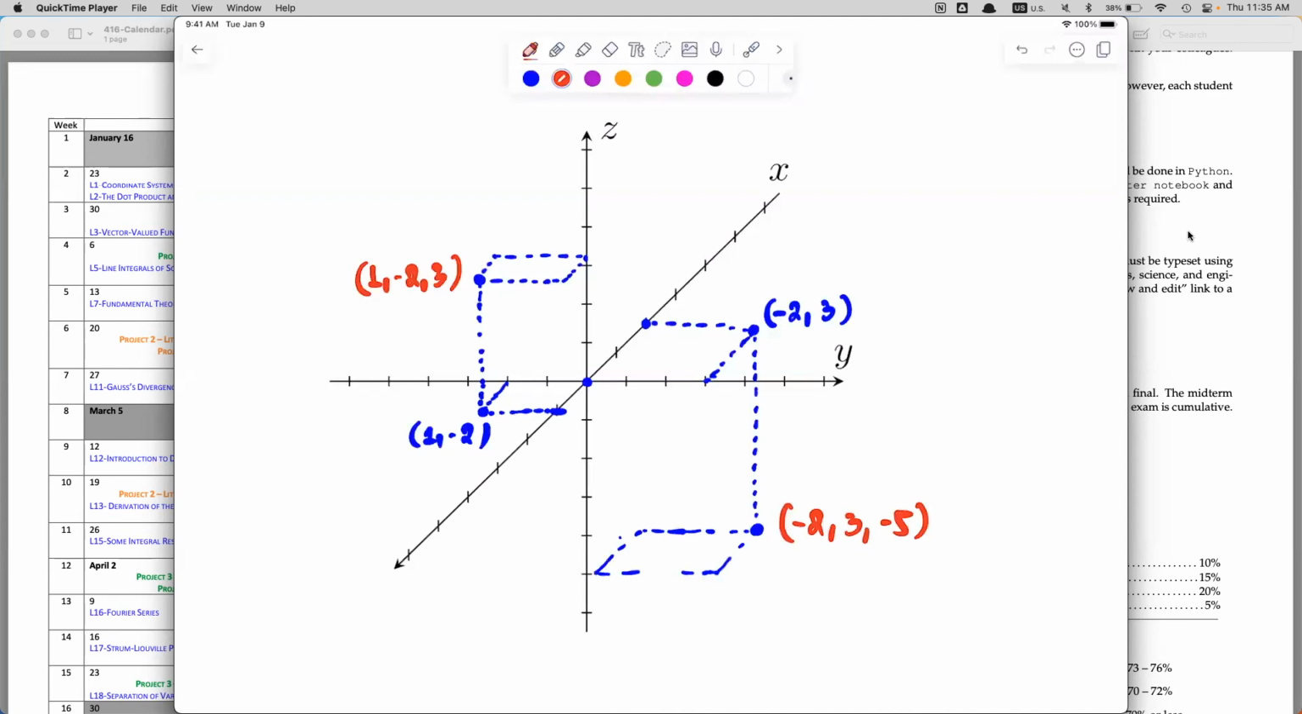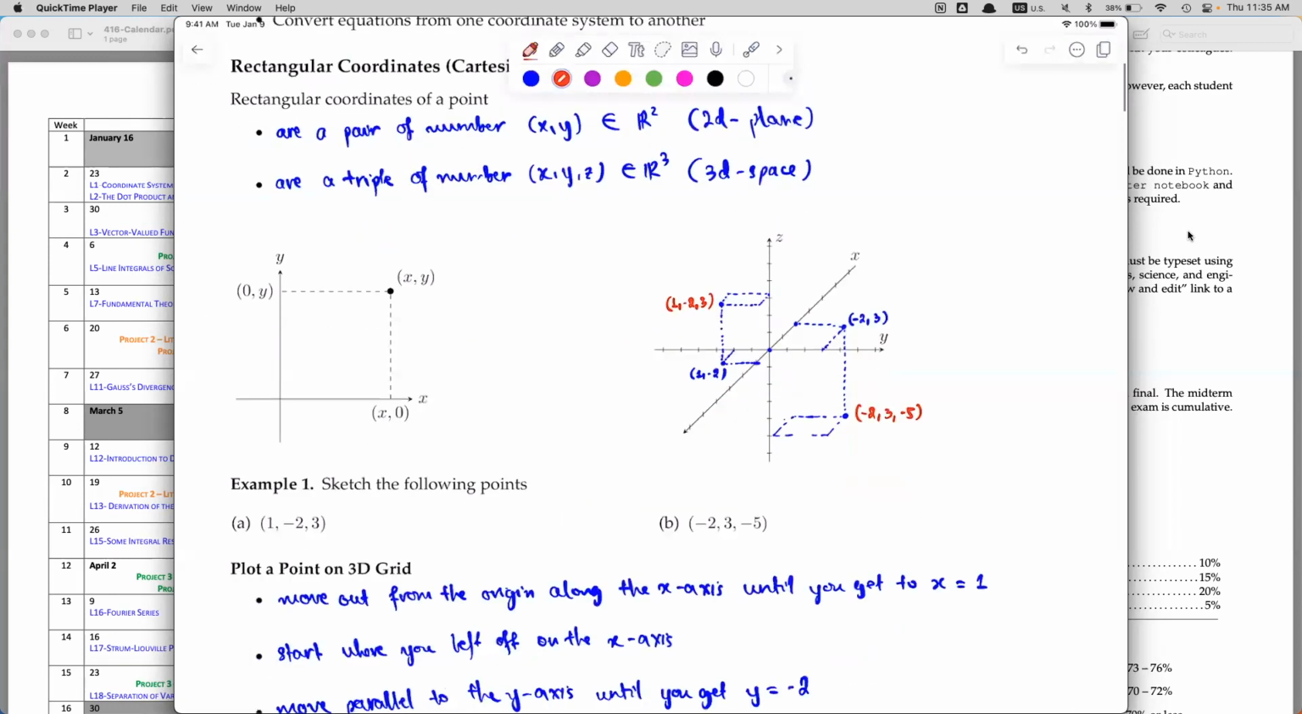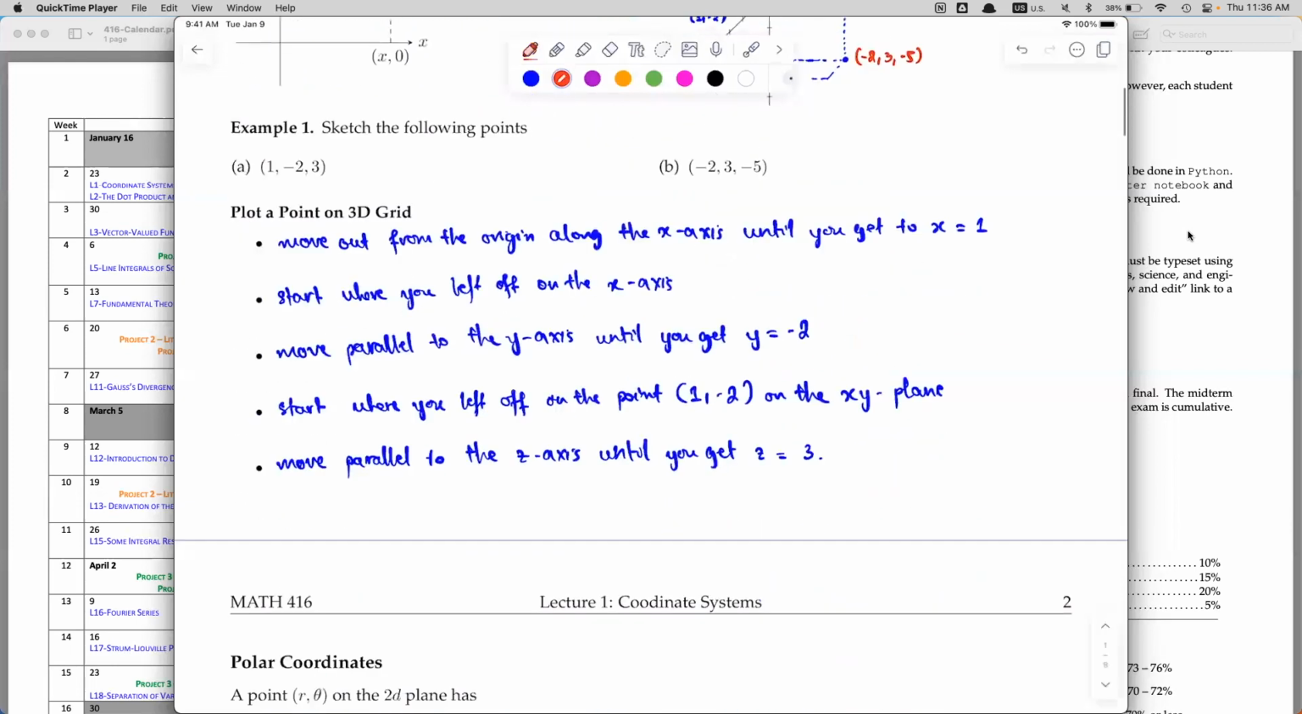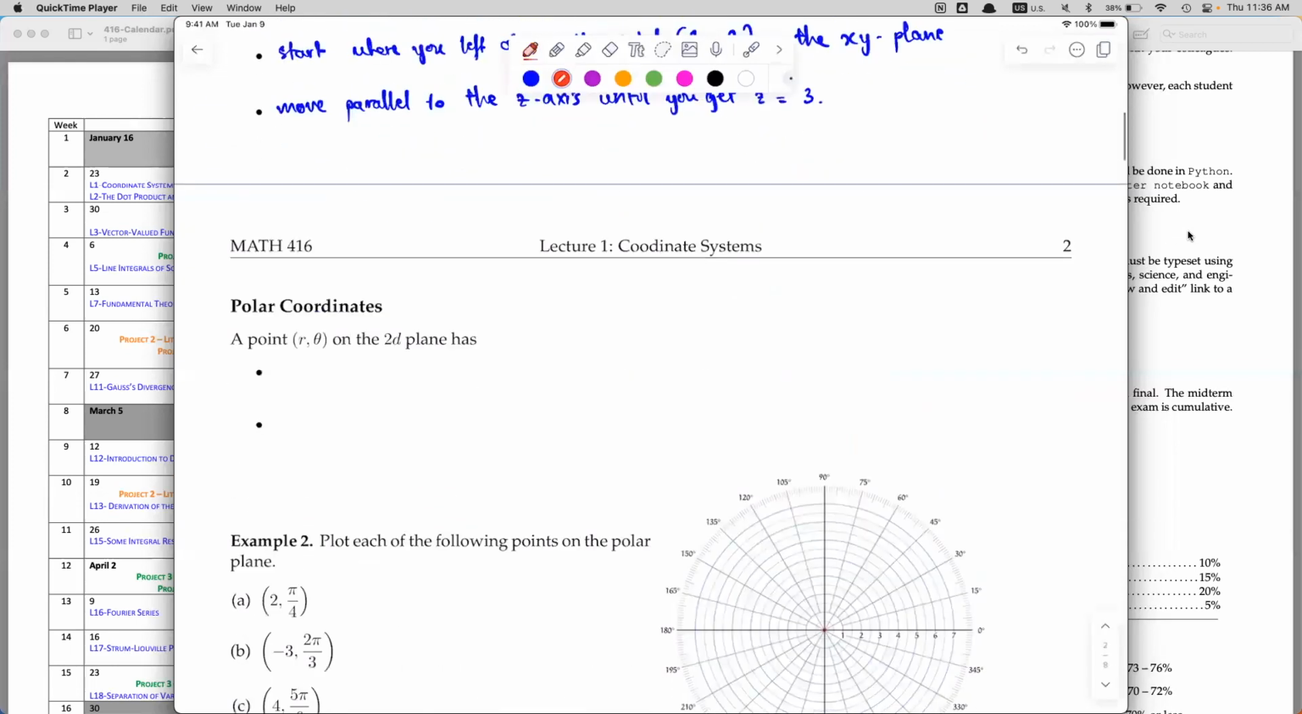And that's how you plot a point in 3 dimensions on the 3-dimensional space. Any questions? Okay, so that's the rectangular coordinate system. Are you okay with that? Yeah. Now let's move on to the next system.